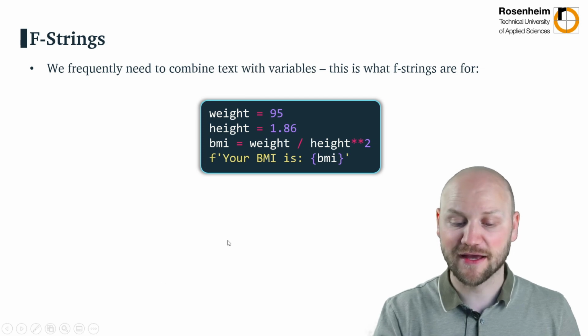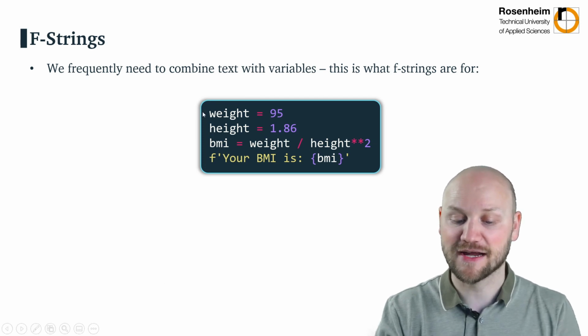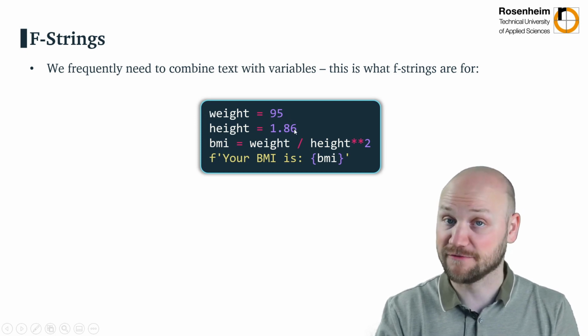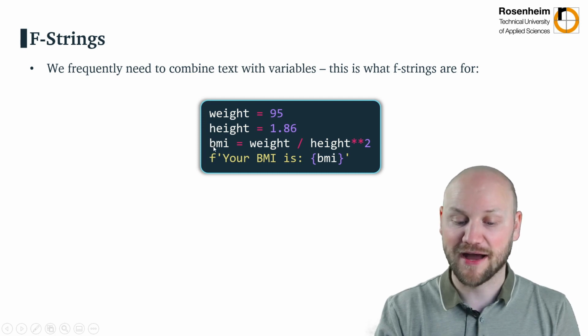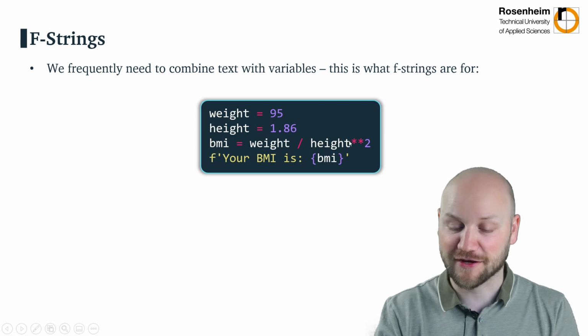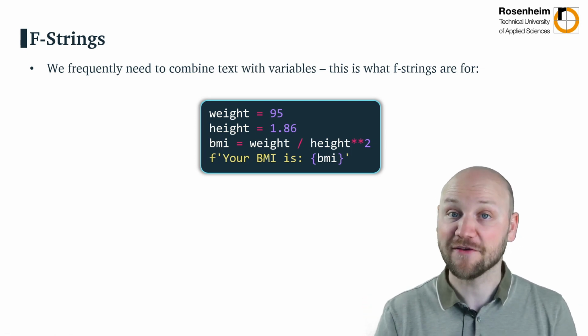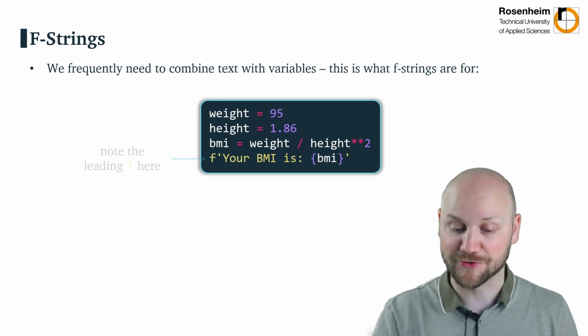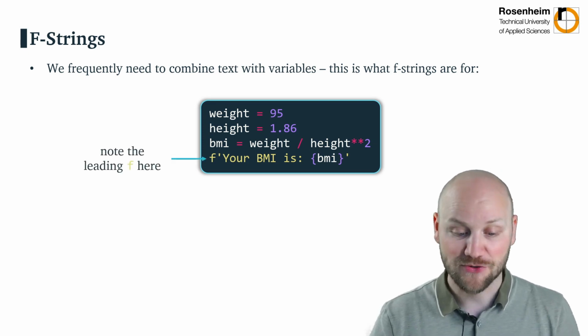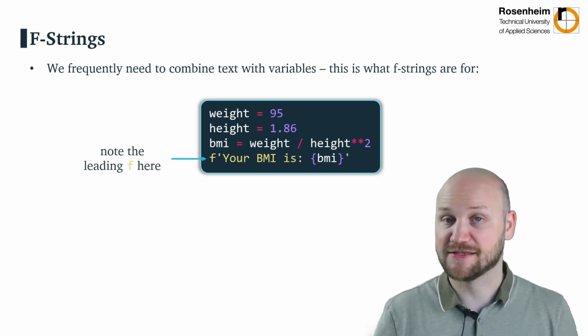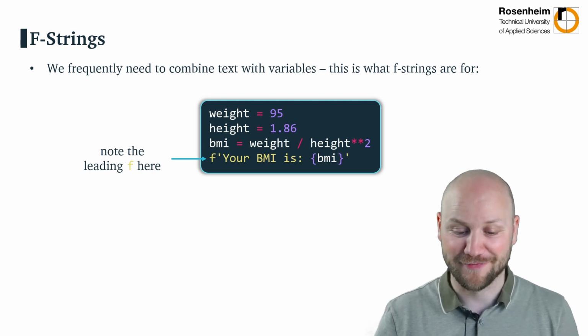So let's make a calculation of a BMI here by starting to initialize the weight. This is an integer. Then we are initializing the height. That's actually a float. Then the BMI is calculated as BMI equals the weight divided by the squared height. This is the formula for BMI, and then we use an f-string to put that number in a string. So we are starting with an f, and this is how an f-string is defined.